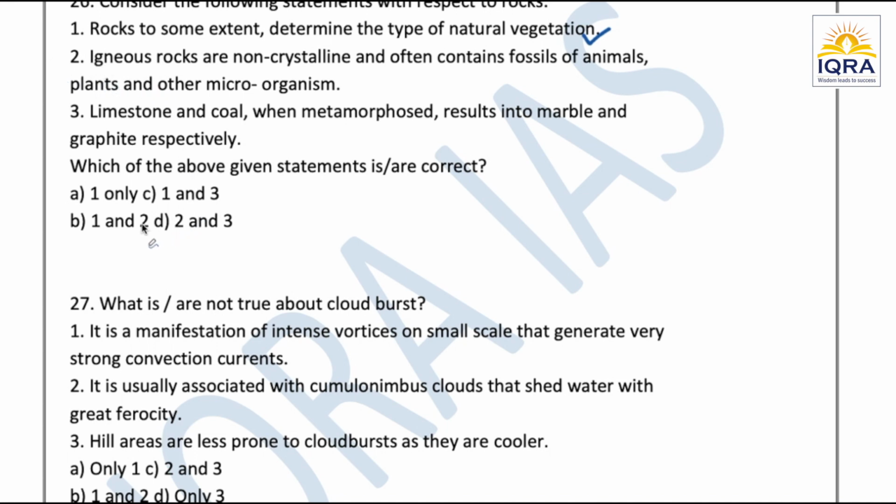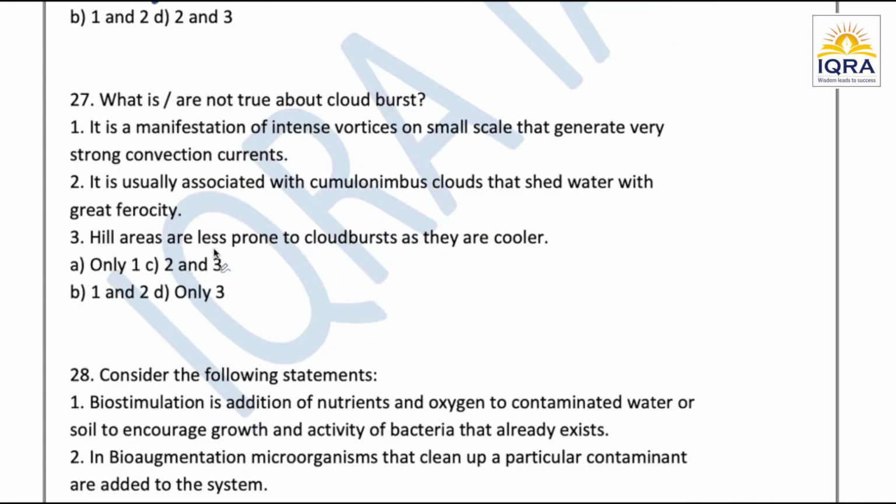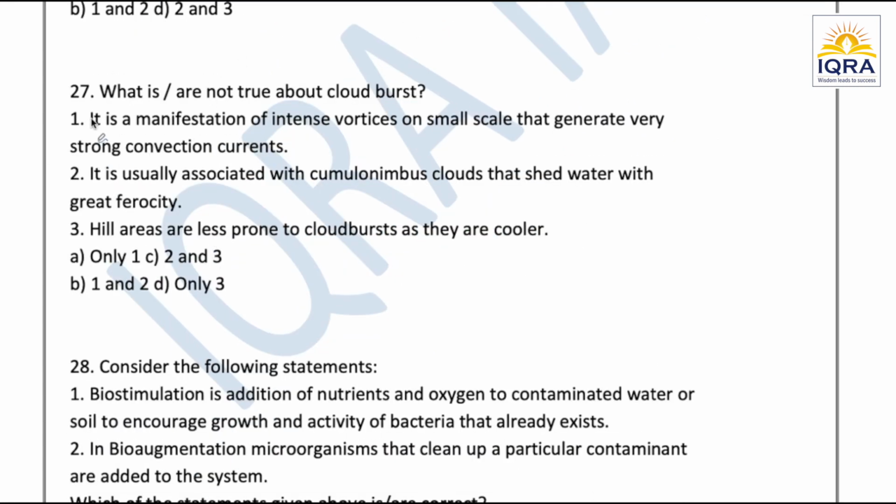Okay, with this we can eliminate two options, option B and option D. So they can't be the right answer, but say option A and option C. Let's read the third statement as well. Third statement says, limestone and coal, when metamorphosed, result in marble and graphite respectively. Yes, this is the correct statement. Hence, option C becomes the right answer. Moving on to the next question, question number 27.